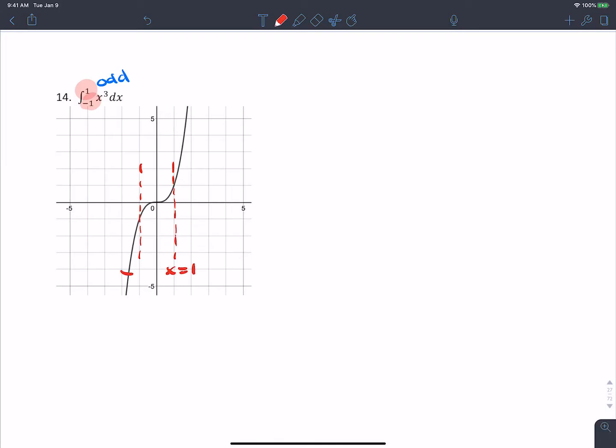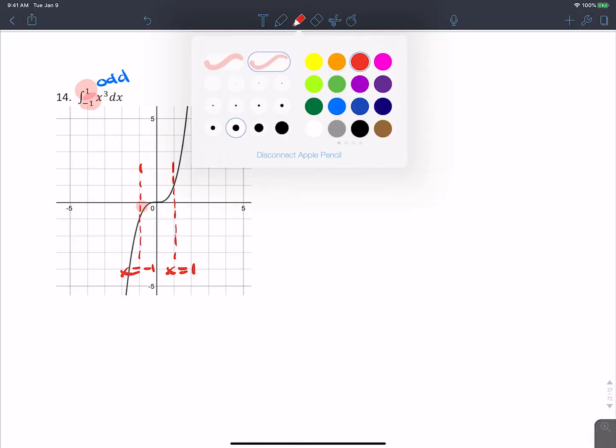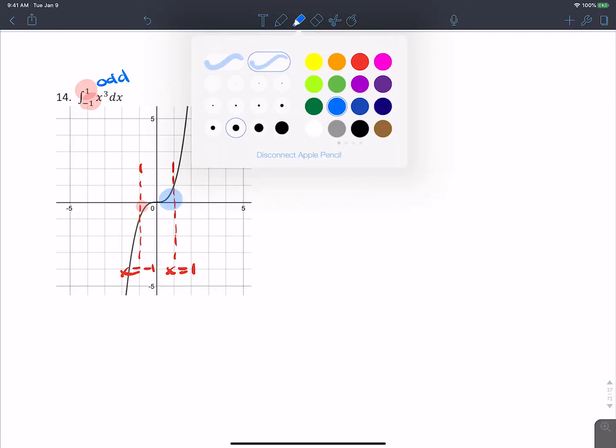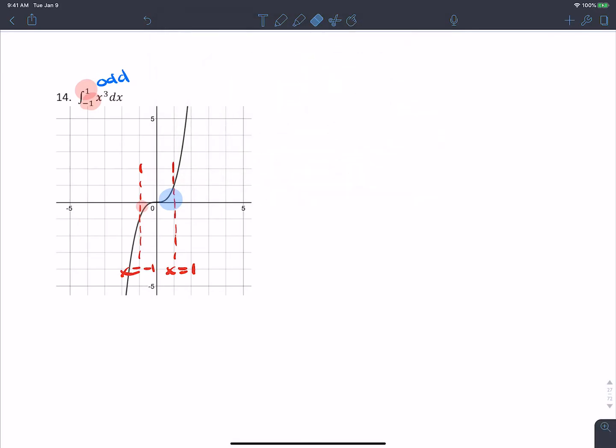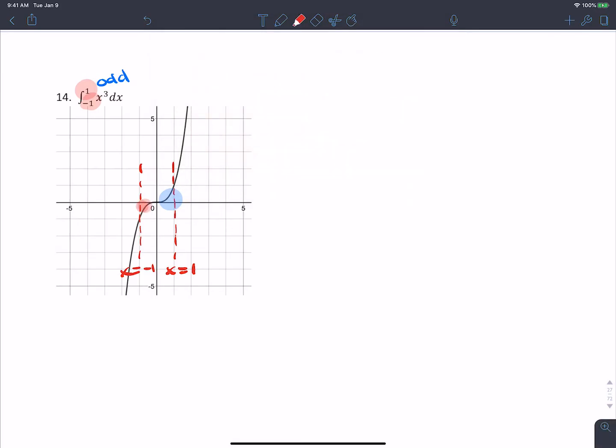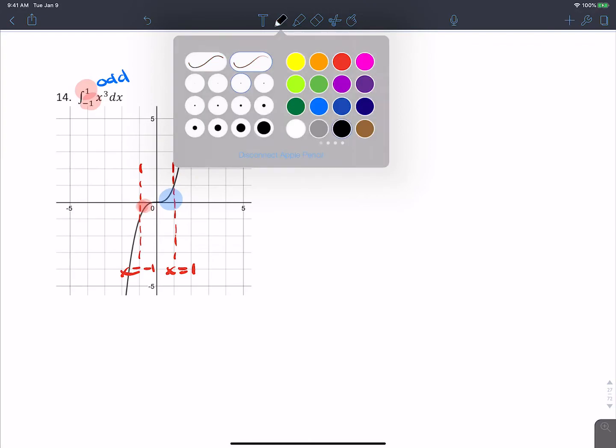And that x is 1, and x is what? Negative 1. So I know I have this portion here in red and this portion here in blue. Let me emphasize this. What's that area going to be? Can I use my fact if it saves me some time?